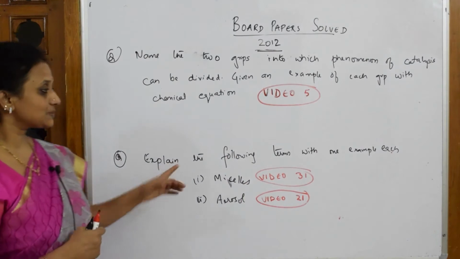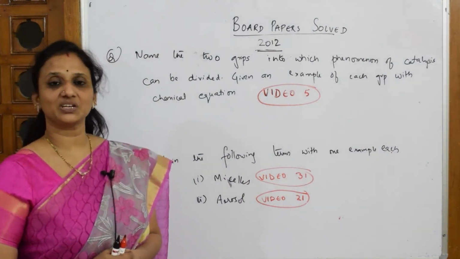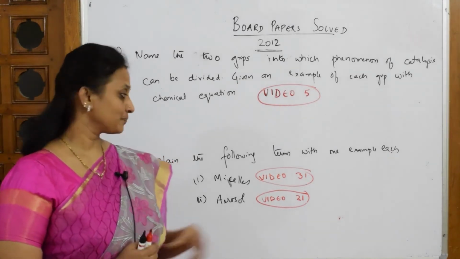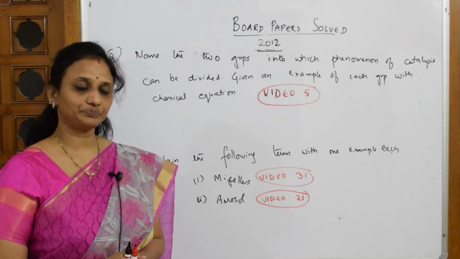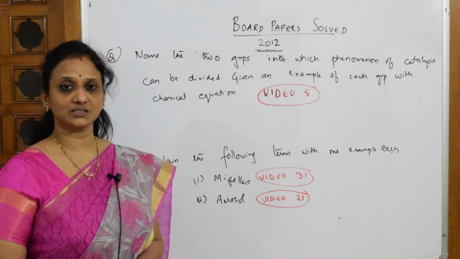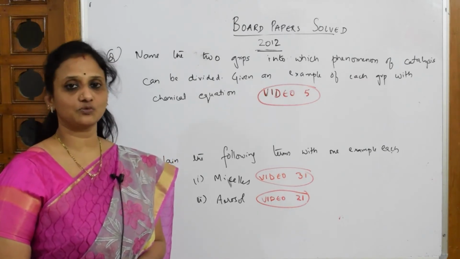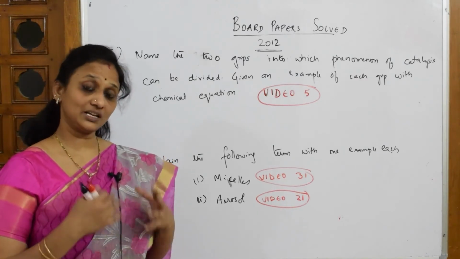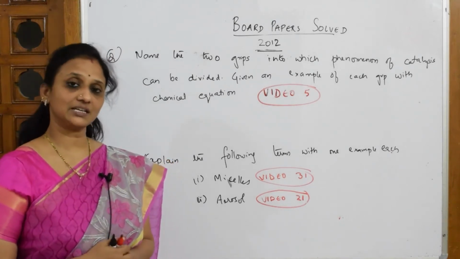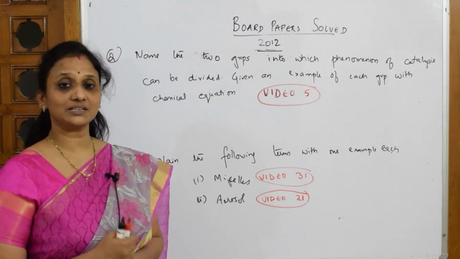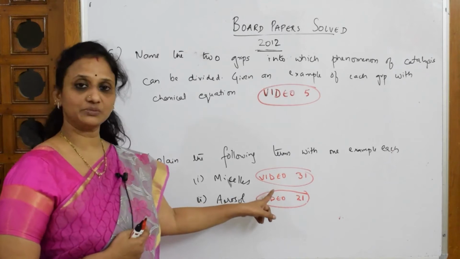Next question. Explain the following with 1 example each. Again, they've given micelles. So the same grade 10 question is repeated in grade 12 also. So watch video number 31 where I've explained the structure of soap, the structure of a micelle, the hydrophobic end and the hydrophilic end. I also showed how they align in soap water, how they align in the water which contains dirt or grease, and after that I explain how you should write the reaction also, which is a negative micelle. Please watch that video, video number 31.